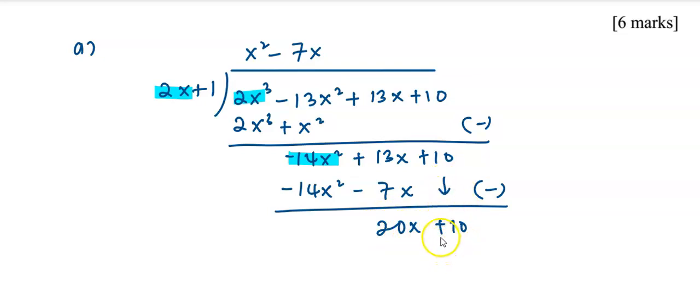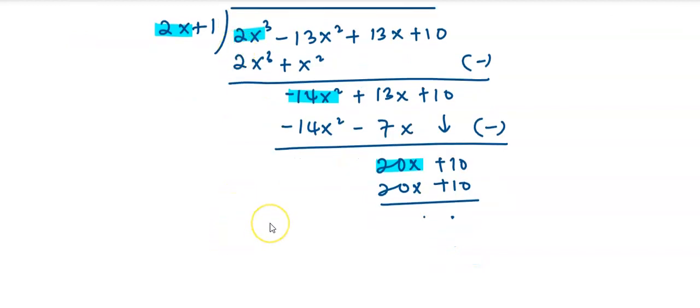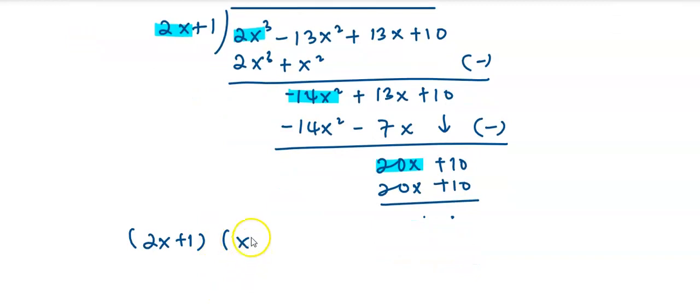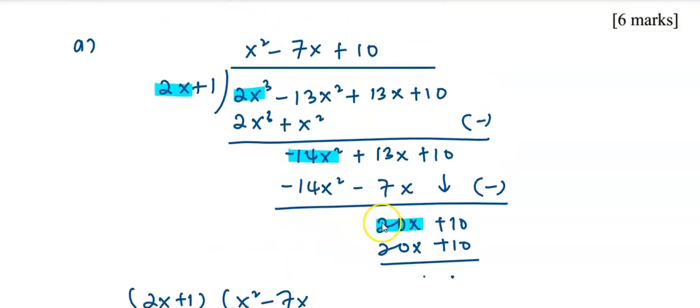Bring down the 10 over here. And then after that, 20x divided by 2x, you will have a 10. 10 multiplied by 2x, you get 20x. So you have a 10 multiplied by 1, that is 10. So no remainder over here, meaning that your quadratic factor will be this one. So it means your cubic equation can be written as 2x plus 1 multiplied by a quadratic factor, that is x squared minus 7x plus 10.